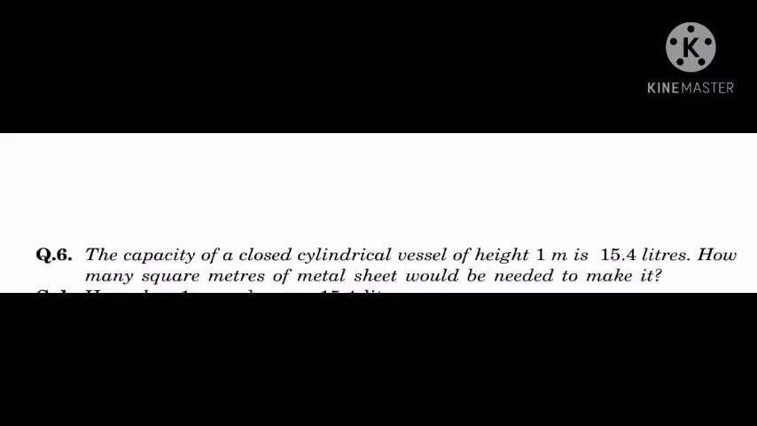The capacity of a closed cylindrical vessel of height 1 meter is 15.4 liters. This 15.4 liters is the volume of the cylindrical vessel. How many square meters of metal sheet would be needed to make it? So we need to find how much metal sheet is required to make the cylindrical vessel. By using this volume we find the radius, and next we find the total surface area to find the required metal sheet. Now we move on to the solution.